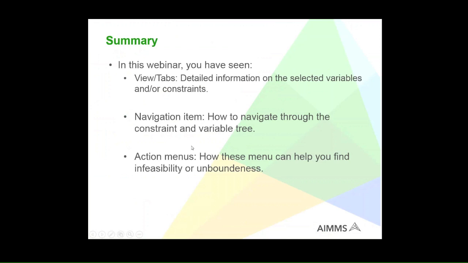What you've seen in this webinar is basically the view tabs to see detailed information on the selected variables and/or constraint. You see how you can navigate through your constraint and variable tree with associated variables, next bookmark constraint, previous ones, and some action menus to help you find infeasibility or unboundedness.